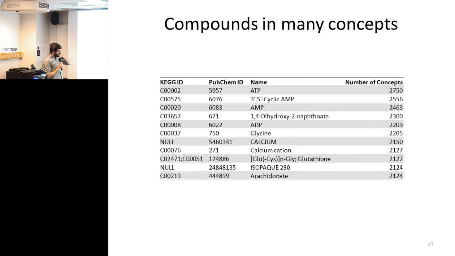So this is looking at what are the compounds that are most common to all of the concepts. And what you'll notice in this list is a lot of energy-related compounds like ATP, AMP, ADP. That makes sense because these are necessary for all of the reactions to take place in all of these biological processes. So it makes sense that they occur in a lot of concepts.